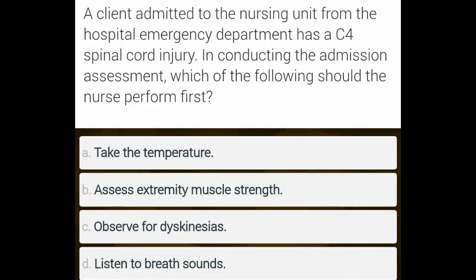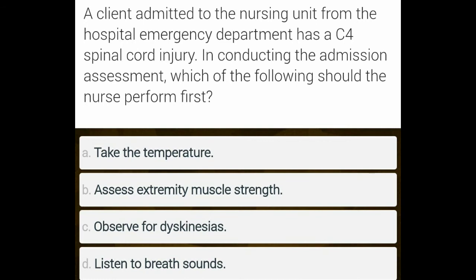Okay, then next question. A client admitted to the nursing unit from the hospital emergency department has a C4 spinal injury. In conducting the admission assessment, which of the following should the nurse perform first? First one, take the temperature. Second, assess the extremity muscle strength. Third, observe for dyskinesia. Fourth one, listen to breath sounds.